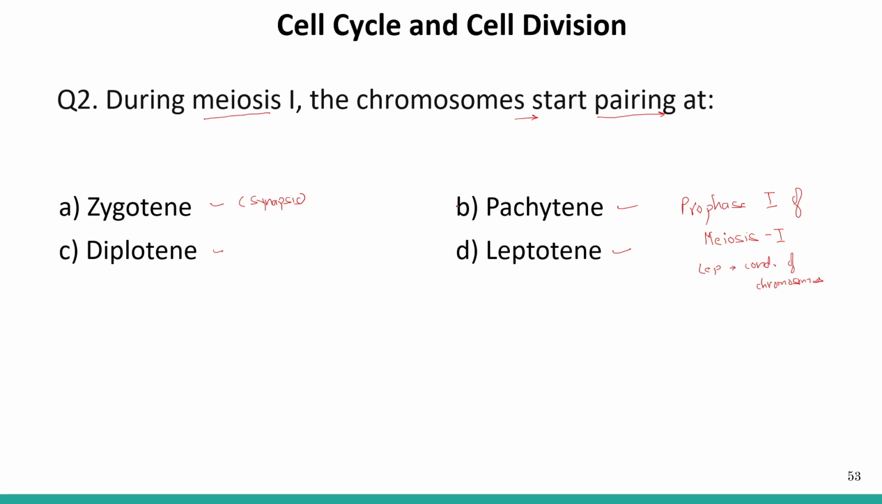Now in pachytene, what happens? Crossing over takes place during pachytene. During diplotene, chiasma or chiasmata formation is seen. Leptotene we have already seen. So what should be the answer? The answer should be zygotene. The pairing of the chromosomes, which is known as synapsis, is seen during the zygotene phase of prophase 1.